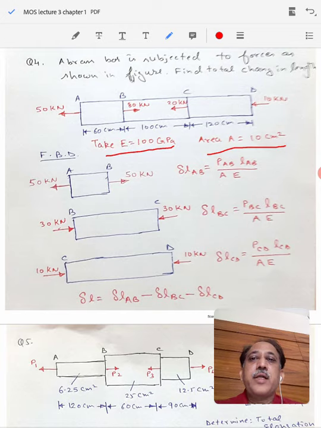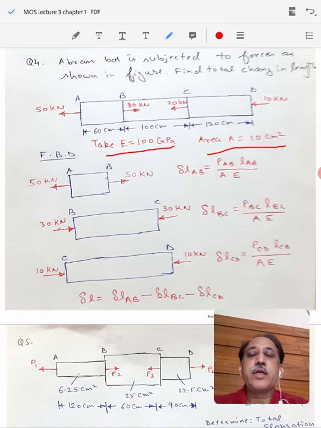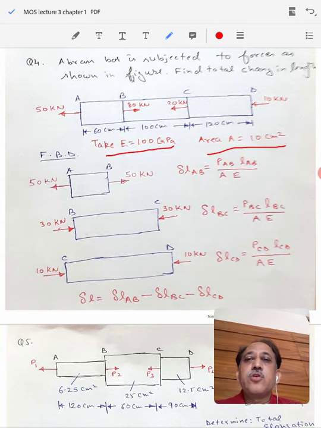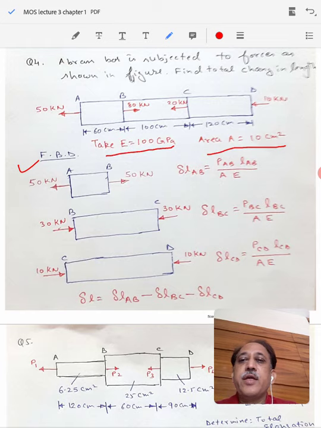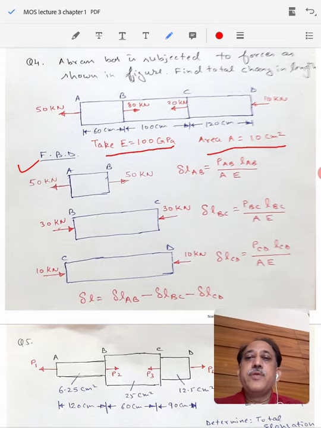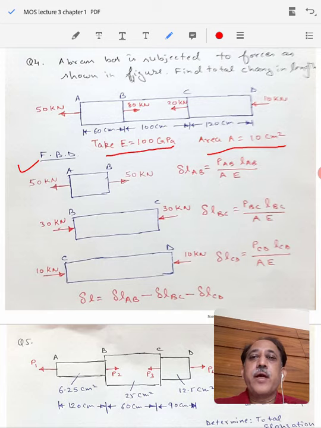Now as this bar is in static equilibrium, all these forces are balancing. So therefore we will draw the free body diagram keeping this in mind. Let's draw the free body diagram first of the section AB, and we see here in the section AB there is a force of 50 kilonewton being applied on the left hand side.